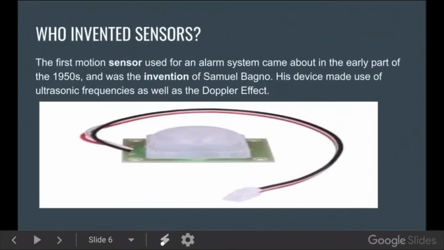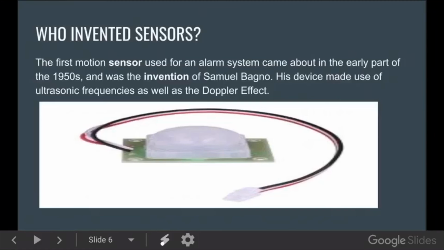And who invented sensors? Oh, this is a good question actually. The first motion sensor used for an alarm system came about in the early 1950s. It is like long back, almost 70 years ago. We are in 2020 now, and it's almost 70 years ago that sensors actually started, and it was the invention of Samuel Bagno. His device made use of ultrasonic frequencies as well as the Doppler effect.